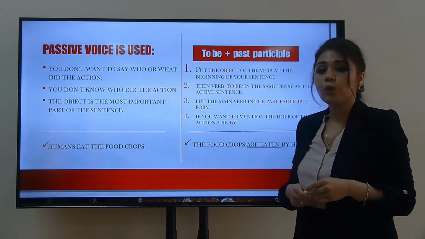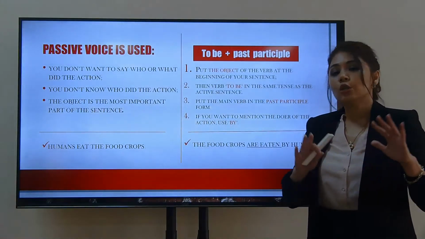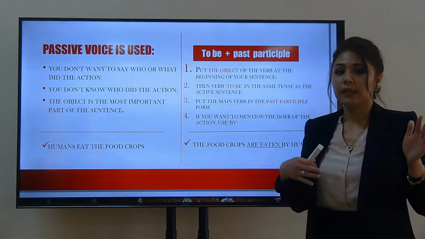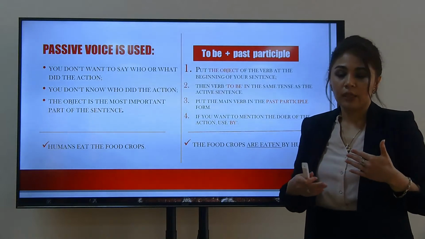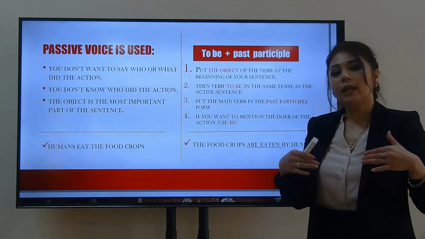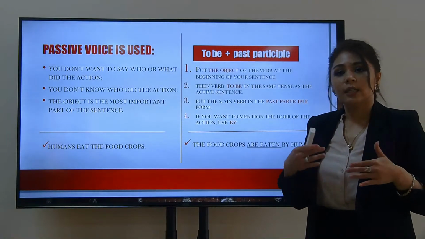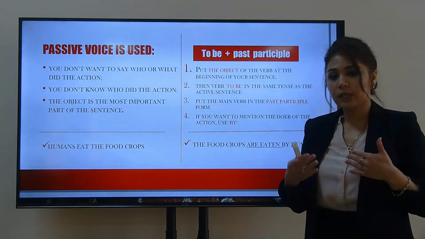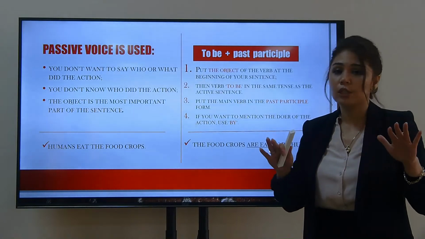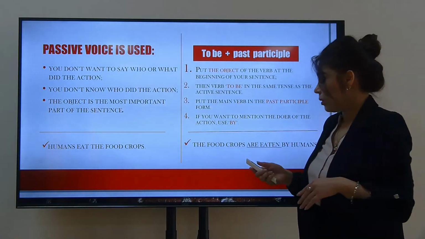And dear students, always remember that not all verbs in English can take an object. For example, I live in Tashkent, or she studies well. Such kinds of sentences cannot be changed into passive voice.